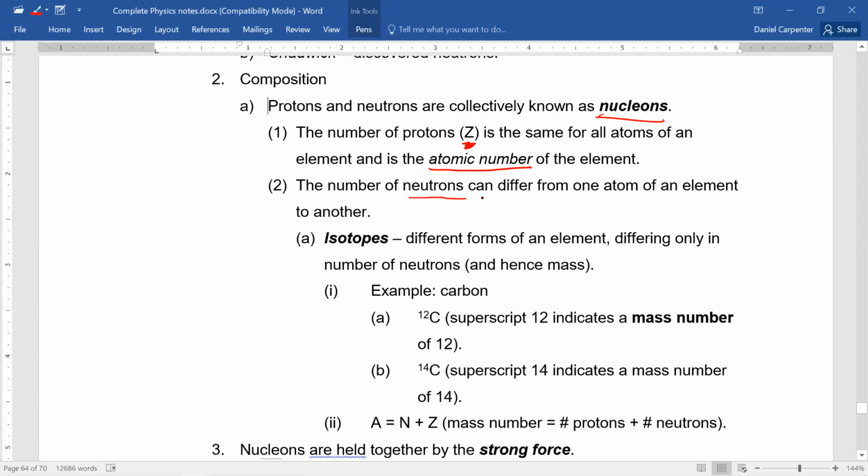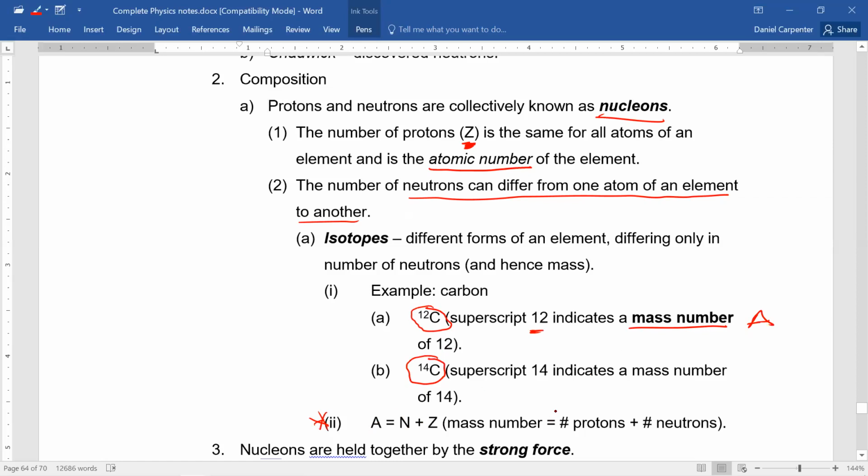The number of neutrons can be different from an atom of an element to another. As you see in the example, and this is a common example, we talked about it in biology, we talked about it in chemistry, two common forms of carbon are carbon-12 and carbon-14, where 12 is the mass number, and A down here stands for the mass number. So the neutrons plus protons is the mass number.